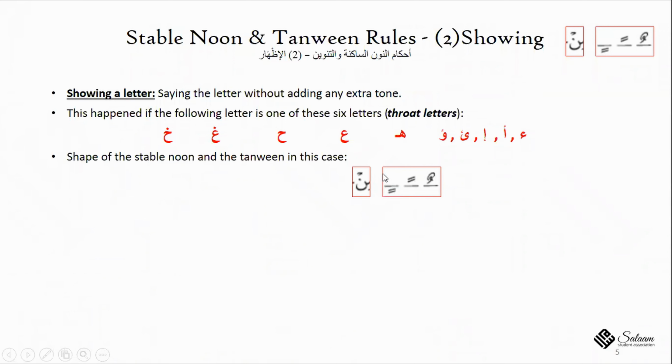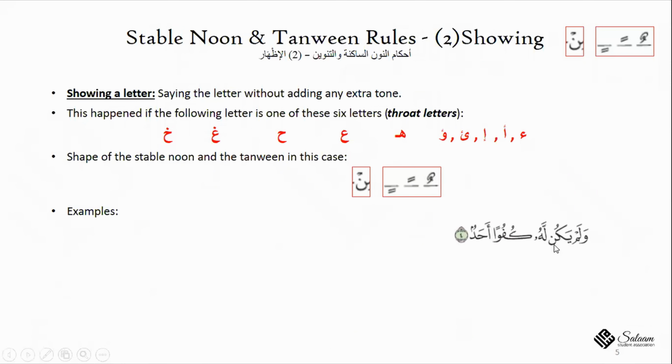So here you can know that the next letter must be one of these 6 letters. So if you see noon as this and tanween in this case, you must have one of these 6 letters after. And also you must show the tanween or the noon completely. Let's go to an example.